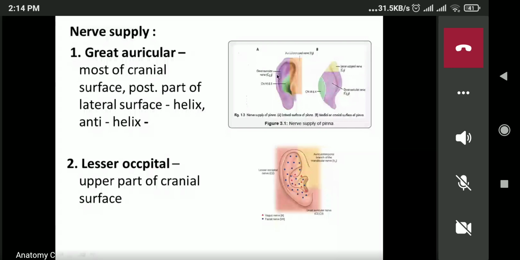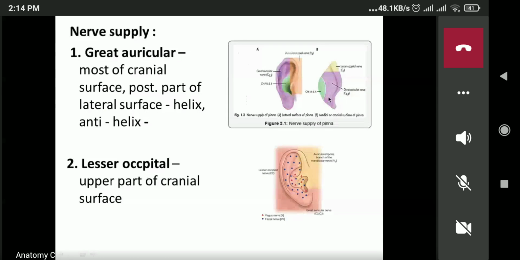Now the great auricular nerve. Here you can see this part, most of the cranial surface. So this is the cranial surface. Most of the cranial surface, as well as the posterior part of the lateral surface, which includes the helix as well as the antihelix and the lobule here. So these parts are supplied by the great auricular nerve.